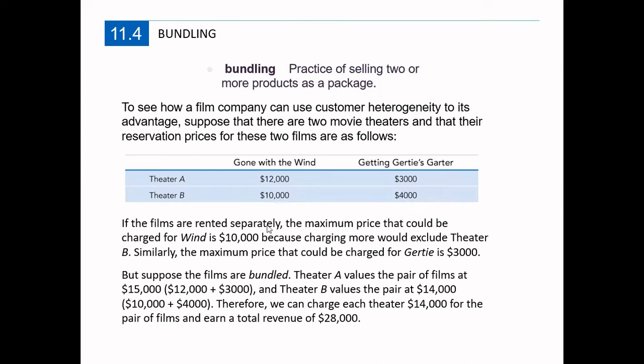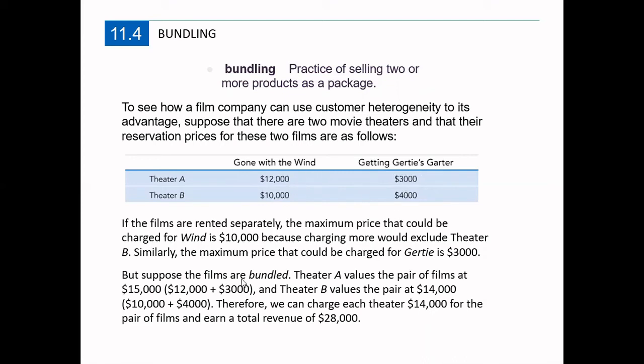If the films are rented separately, the maximum price that could be charged for Gone with the Wind is 10,000, because charging more would exclude theater B. So the maximum price that could be charged for Gritty, if you look here, is 3,000 when the theater is going to offer Gone with the Wind. So this is when they are going to sell only one product, this alone or this alone. This is in theater A and this is in theater B.